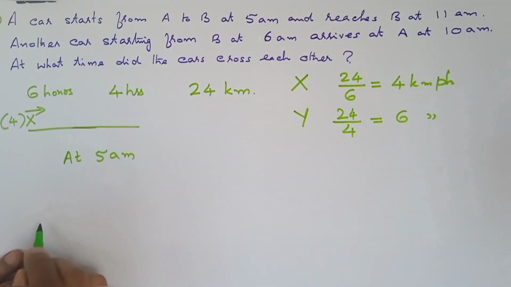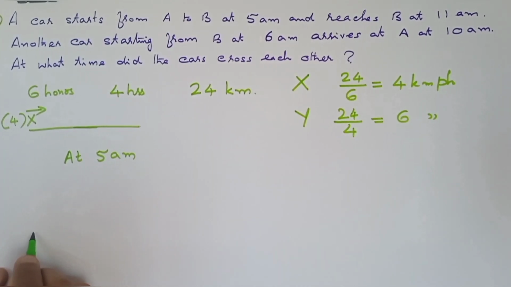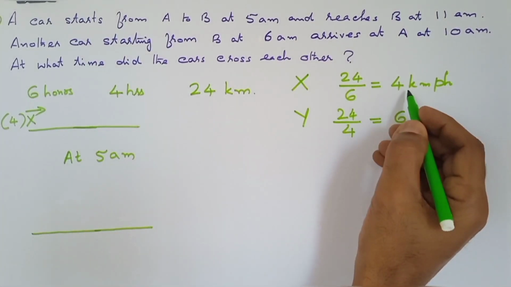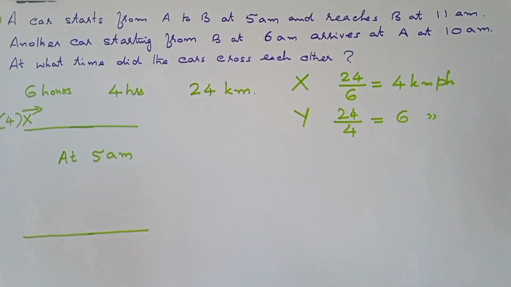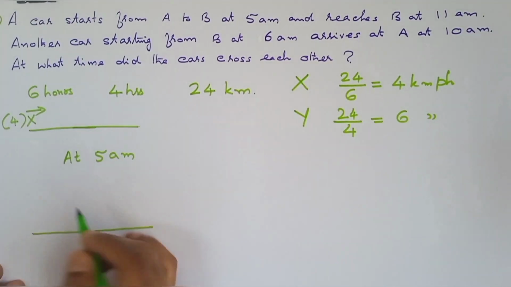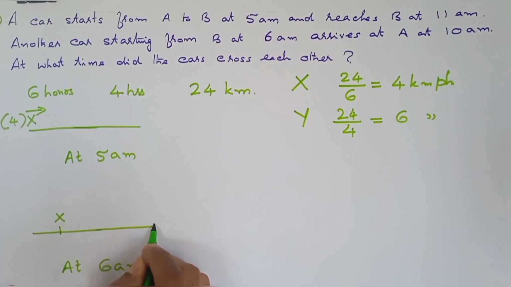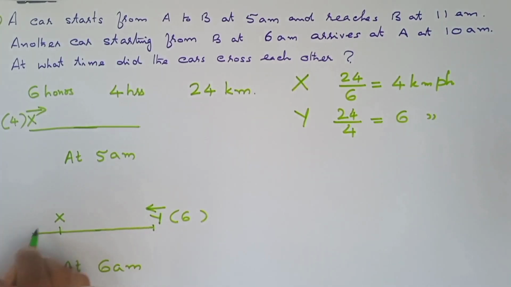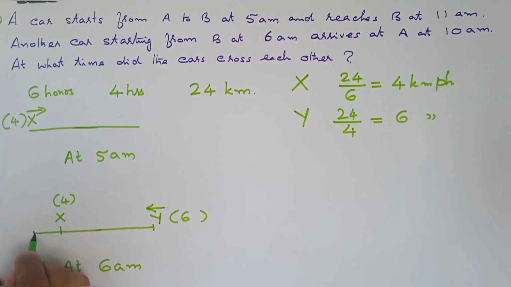Now look at the position. This is the position at 5 a.m. Now look at the position at 6 a.m. At 6 a.m., this car has traveled how many hours? 1 hour. And its speed is 4 km. Can you see this? 4 km. So where will be the position of X at 6 a.m.? Somewhere here. And car Y comes into the picture here, moving with a speed of 6 km per hour. And car X is here with 4 km, and initially it was here.